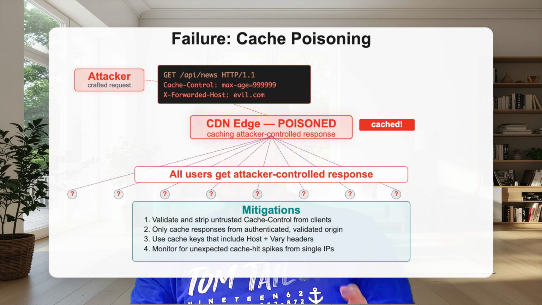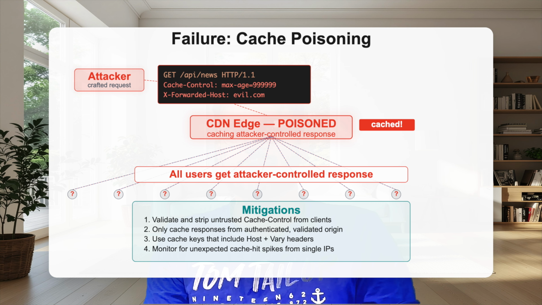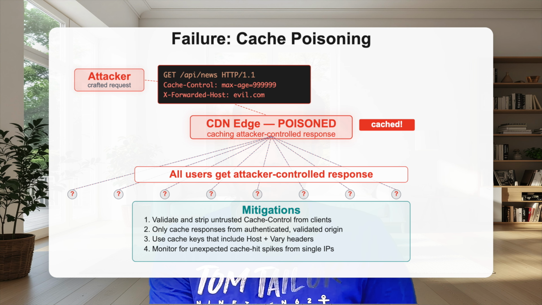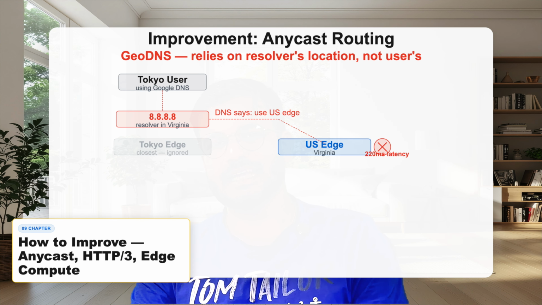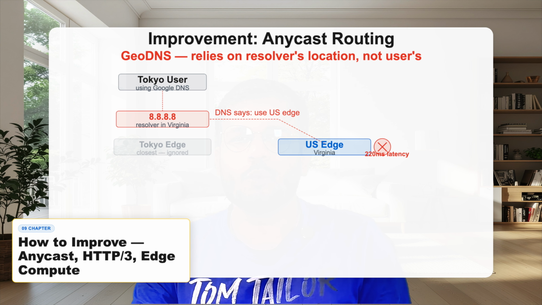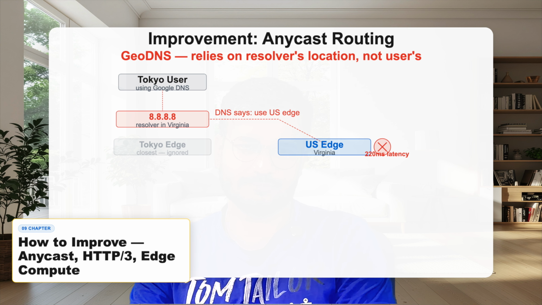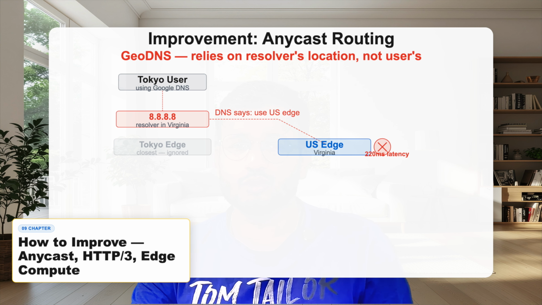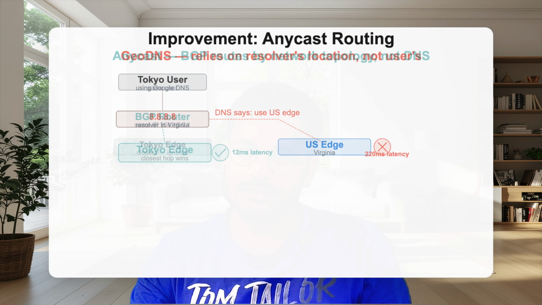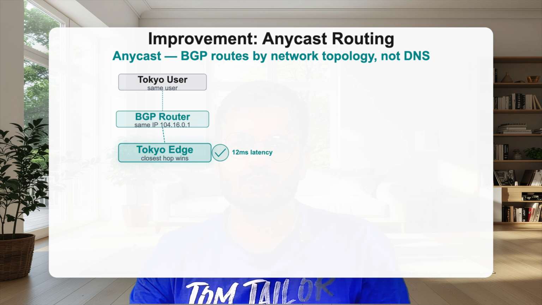Now, after all the failures, here are some of the improvements we can make to our design at the next level. First is Anycast routing. This is more accurate than GeoDNS. Now, GeoDNS looks at the user's DNS resolver IP. If a user in Tokyo uses Google's public DNS based in the US, the GeoDNS routes them to the US edge. This is the wrong continent.